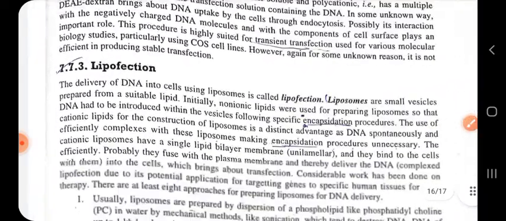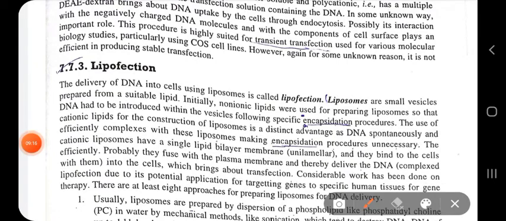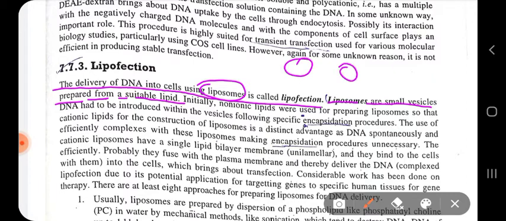So the same thing has been repeated here. It is saying the delivery of DNA into cells using liposomes is called lipofection. So when you are introducing DNA into the cell by using artificially created lipid vesicles called liposomes, it is called lipofection. So what is liposomes? Liposomes are small vesicles which are prepared from a suitable lipid. So with the help of a similar type of lipid, it may be a phospholipid, we are creating small vesicles.